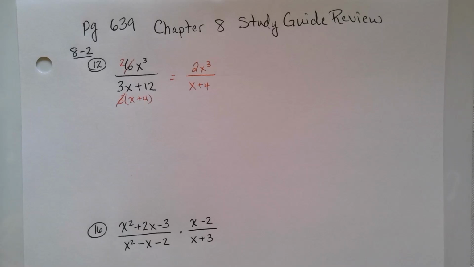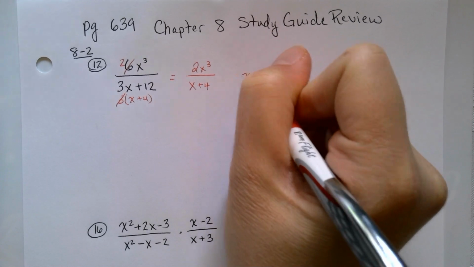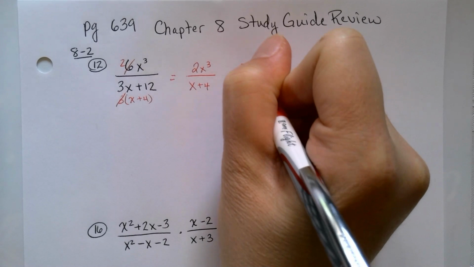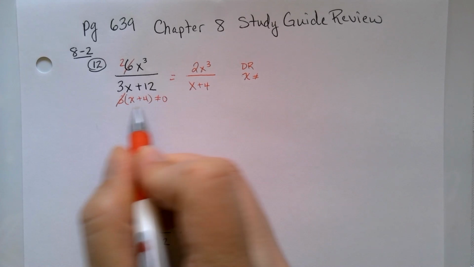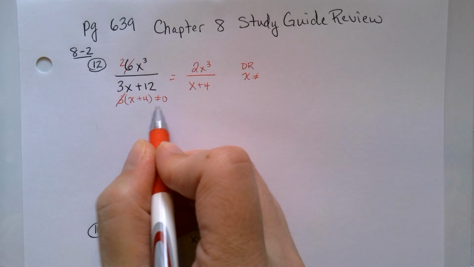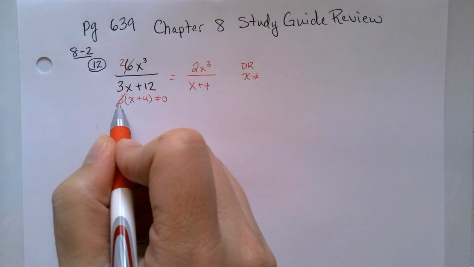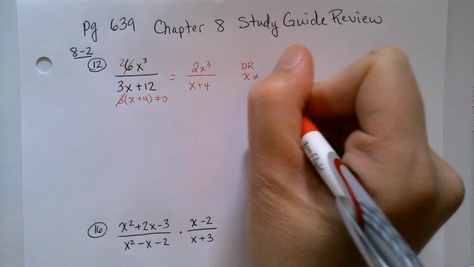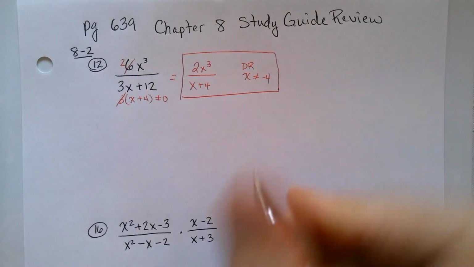With that in mind, we also want to talk about our domain restrictions. What can't x equal? My denominator cannot be 0. Go back to that original denominator, but I want to look at the factored form because I'm really using the zero product property. The 3 canceled out, but it will always be a 3. There's no variable, so there's no way that could be 0, but x could be negative 4. So there is my answer. Pretty simple one, not a lot of work to do.